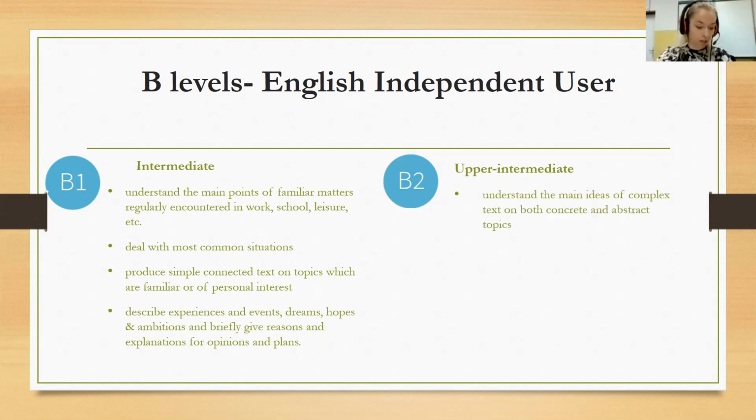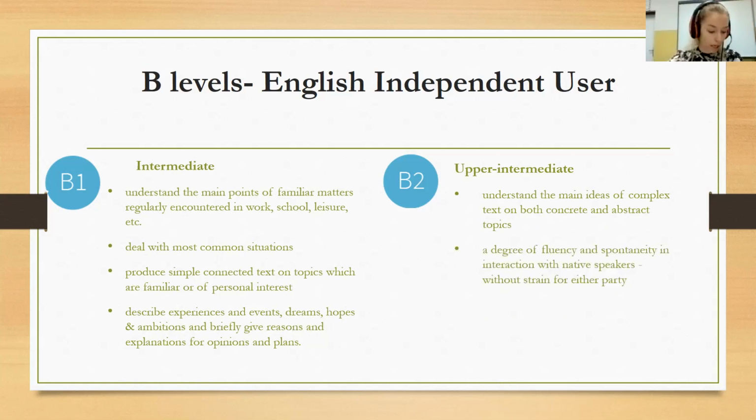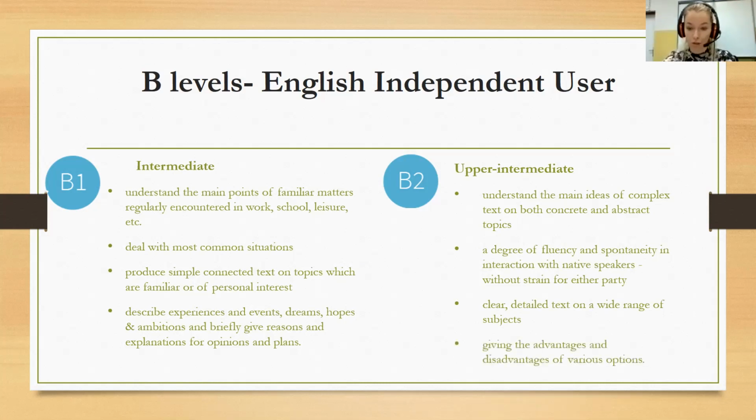Upper intermediate can understand the main ideas of complex text on both concrete and abstract topics, including technical discussions. He has a degree of fluency and spontaneity in interaction with native speakers. He has no strain for either party, and he can project and explain a viewpoint on a topic that is talked about. Also can give advantages and disadvantages of various options.